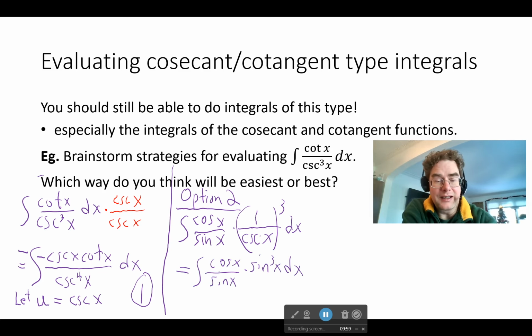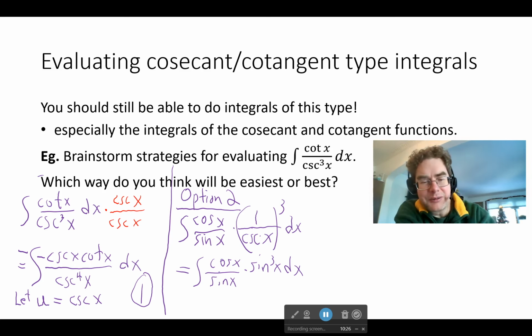And there again, it looks like we're well on our way to something. This should be a doable sine cosine type integral. Okay, so now what you can think about is, what would you do here? Suppose you had these two options. Maybe you could think of more options. But if you had these two options, which option would you pick? You can think about that for a second. Pause it if you like.